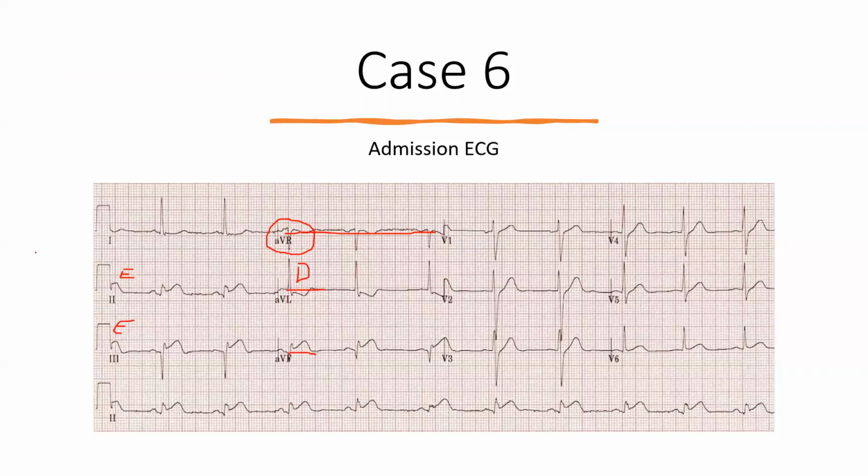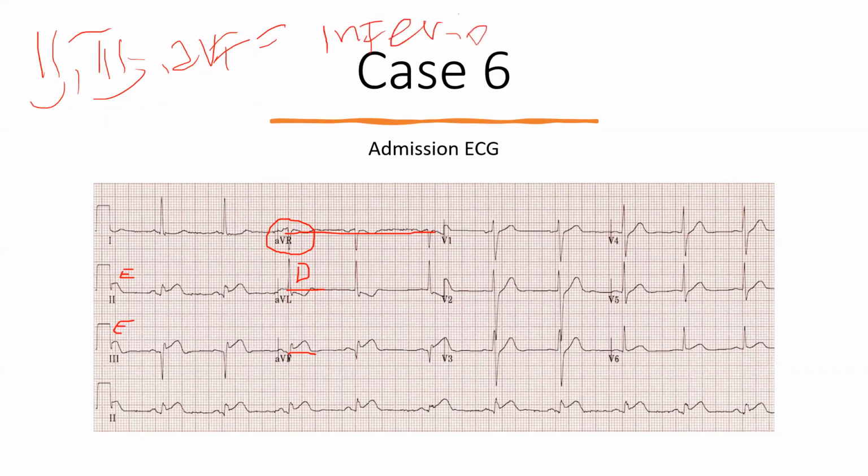And in looking at or localizing MI in the heart, there are several things that we know. Each of these leads are going to be looking at a specific portion of the heart. As an example, leads 2, 3, and AVF are all looking at the inferior aspect of the heart.